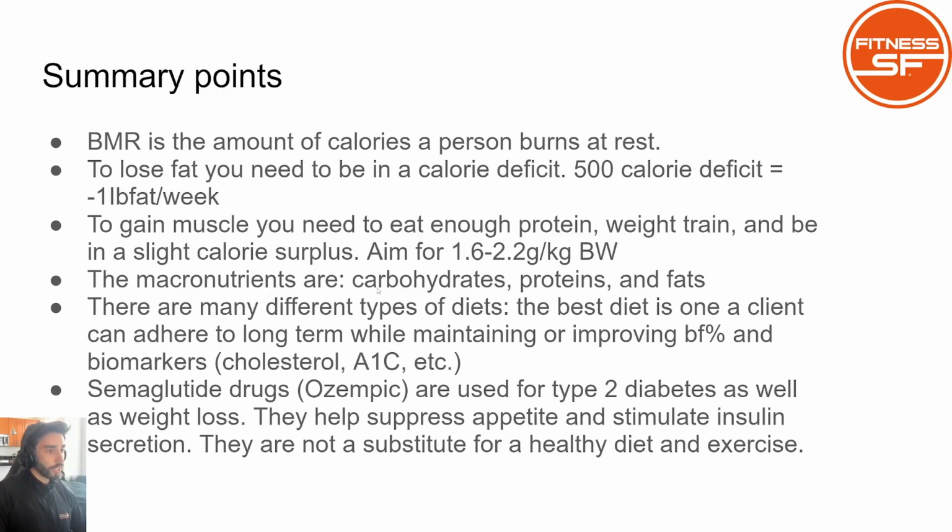The macronutrients are carbohydrates, proteins, and fats. There are many different types of diets, and the best one is one a client can adhere to long term while maintaining or improving body fat percentage and biomarkers, right? Cholesterol, A1C. Semaglutide drugs like Ozempic are used for type 2 diabetes as well as weight loss. They help suppress appetite and stimulate insulin secretion, but they're not a substitute for a healthy diet and exercise.